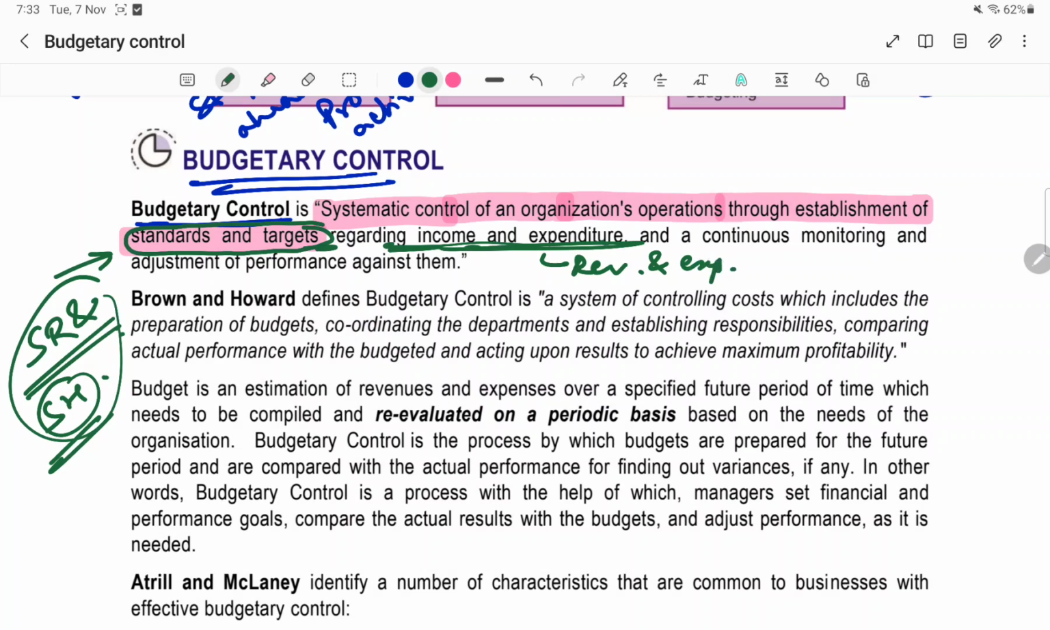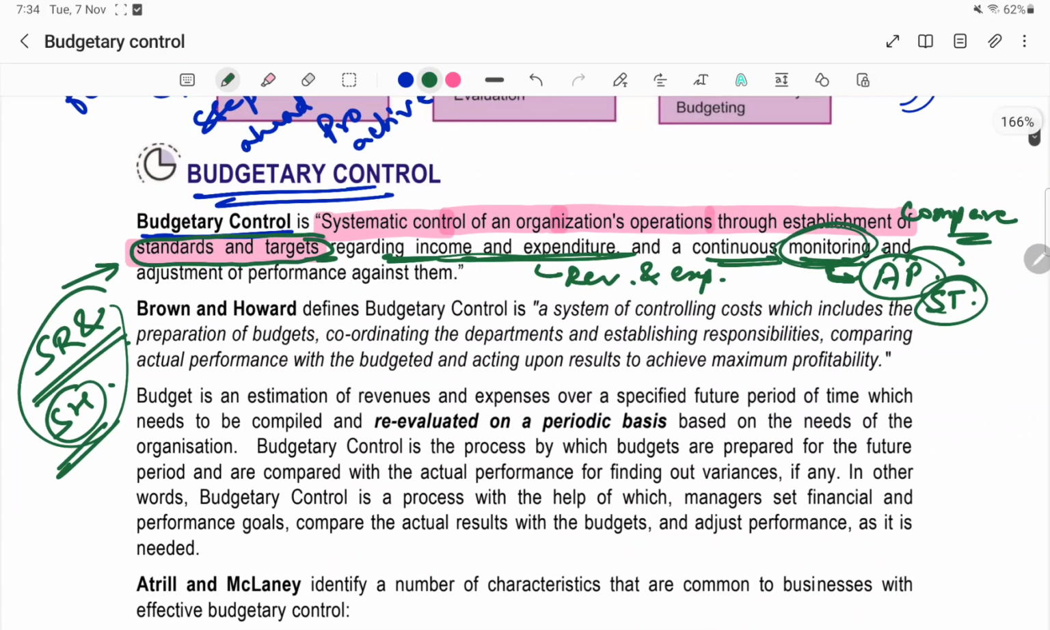Now once the budgets are set, that is once the standards and the targets are set, what is the next step? We have to continuously monitor it. How can you monitor it? By comparing the actual performance with the standard targets. So the actual performance and the standard targets will be compared, right? So budgetary control definition, very easy, self-understanding. Budgetary control is a systematic control. Why is it a control? Because we keep a check. We keep a check on what? On the organization's operations. How do we keep a check? By setting standards and targets. Regarding what? The standards are related to the income and expenses, and we do continuous monitoring.